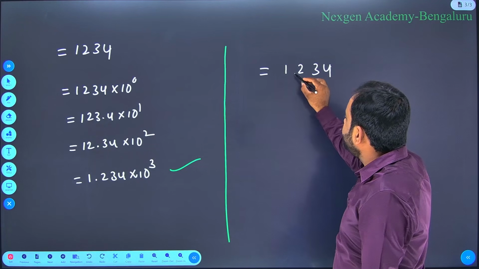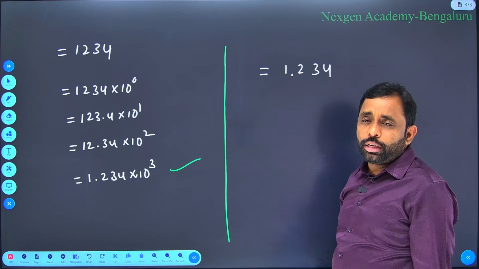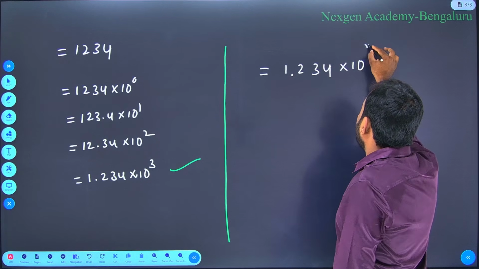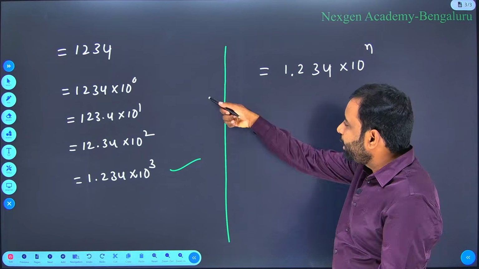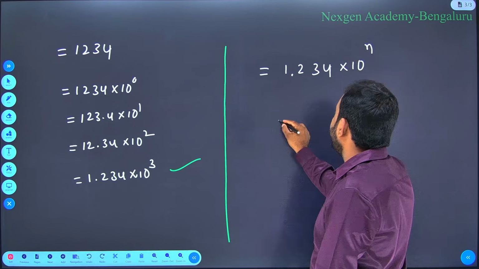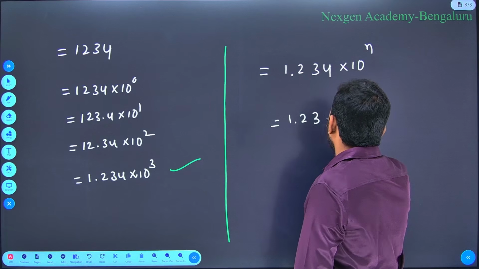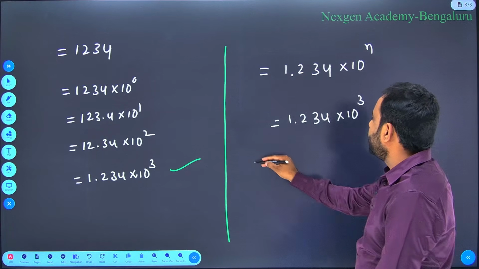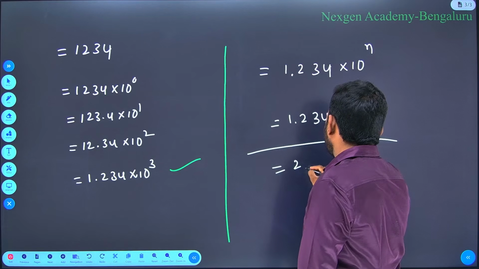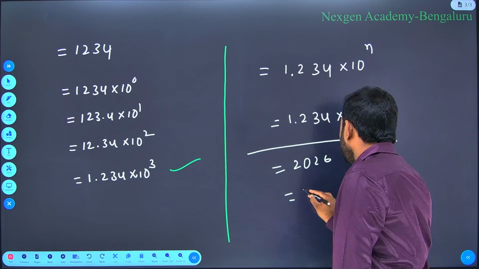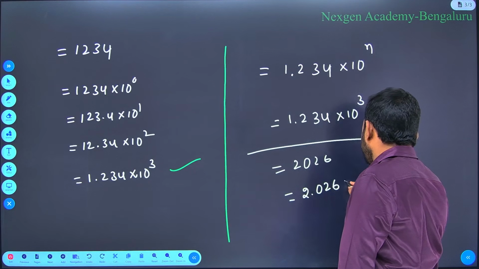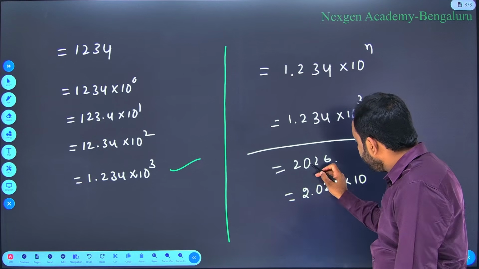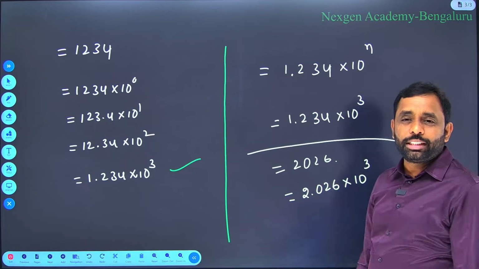So always we have to keep the decimal point after the first non-zero and write into 10 to the power of some n. Clear? And here n is 3. So 1234 is written as 1.234 into 10 to the power of 3. Clear, right? The same thing here, if it is given as 2026, how to write it? 2.026 into 10 to the power of how many? Earlier the point was here; 1, 2, 3 positions we have shifted. Like this we have to write it.